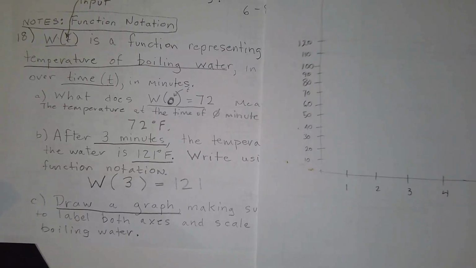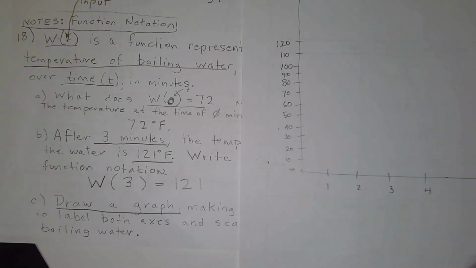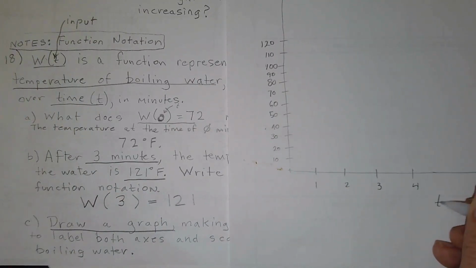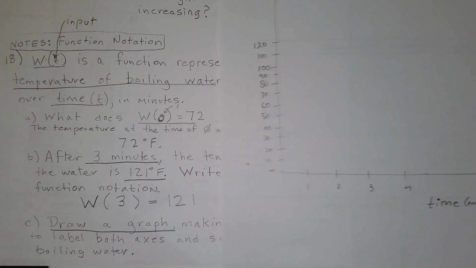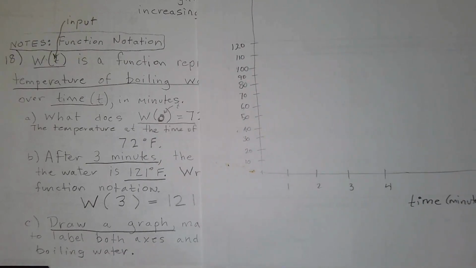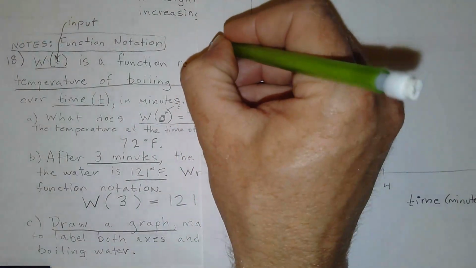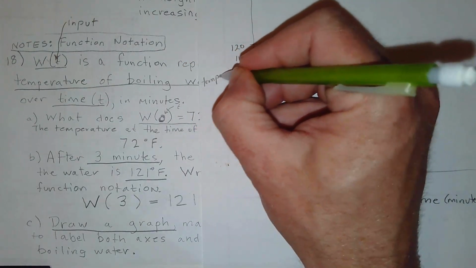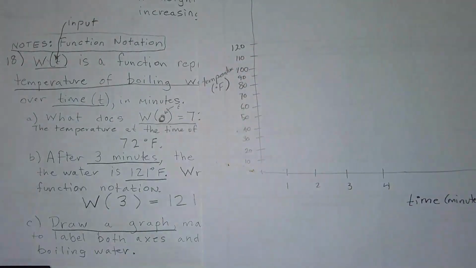And I've already put numbers on here. But the key is always whatever the input is, or the independent variable, which we figured out was t, that goes on the x-axis. So this is time in minutes. And therefore the other one has to go on the other axis. So the dependent variable, or the output, goes on the y-axis. So the y-axis is going to be temperature of the boiling water. I usually put the units in parentheses.